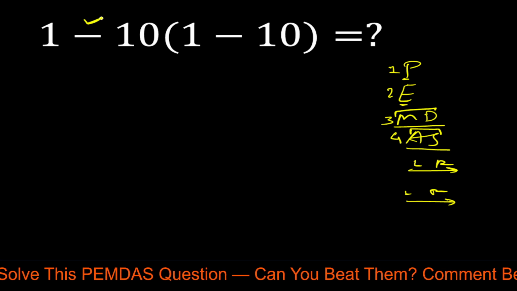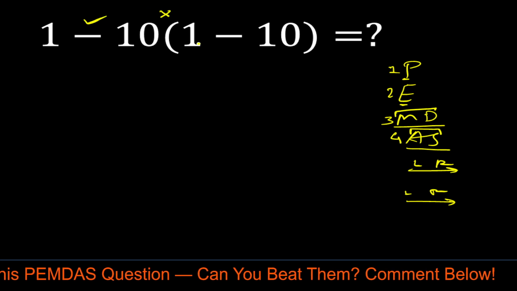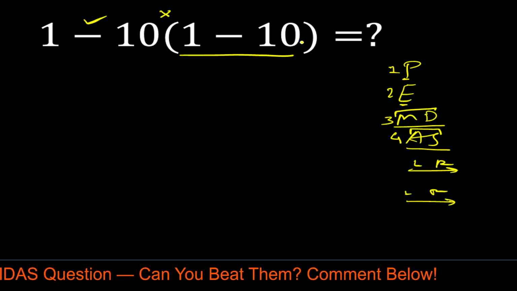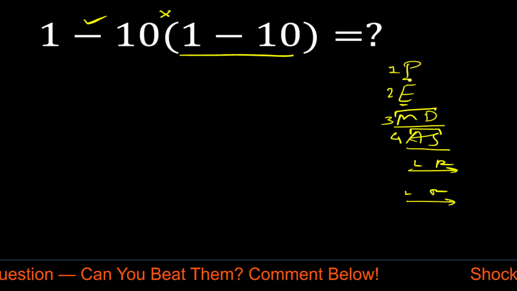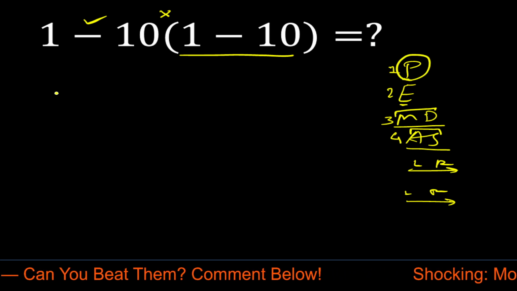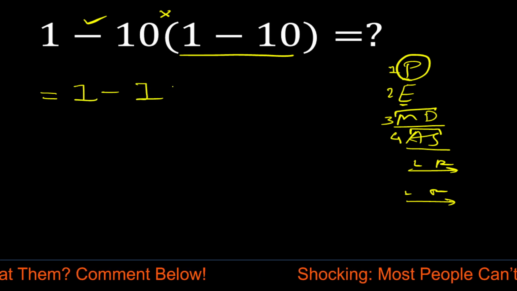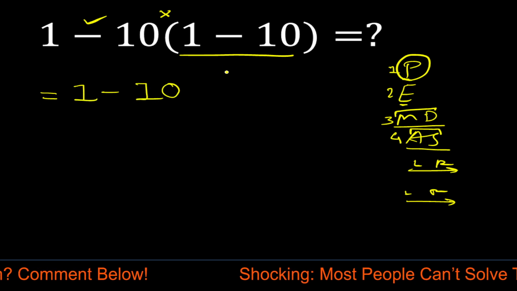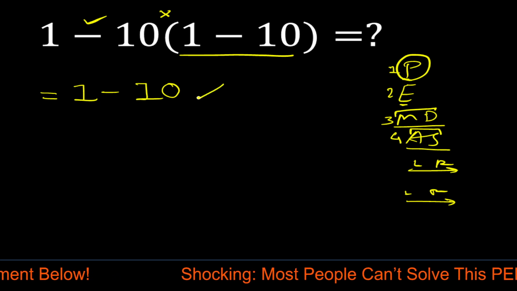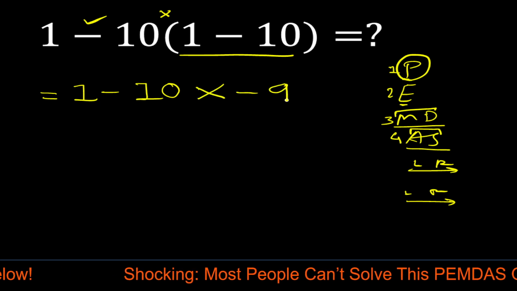So in this question, here we have subtraction, here multiplication, and here we have one parenthesis, right? So according to the PEMDAS rule, first we have to solve the parenthesis. So now 1 minus 10. Now solve this parenthesis. 1 minus 10 is equal to minus 9. So times minus 9, right?